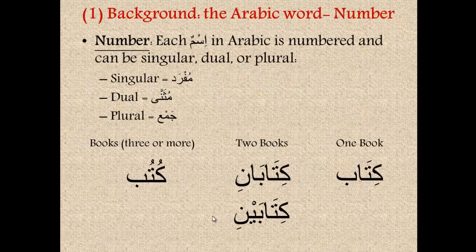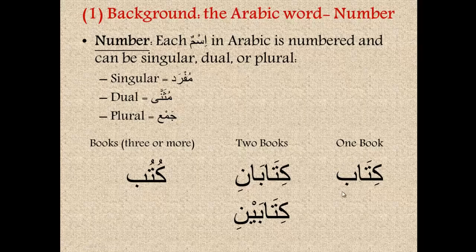Next, we're going to take a look at number. Each ism in Arabic is numbered and can be singular, dual, or plural. Singular or mufrad refers to one copy or one instance, one version of something. The dual is two of something, and the plural, of course, is three or more.